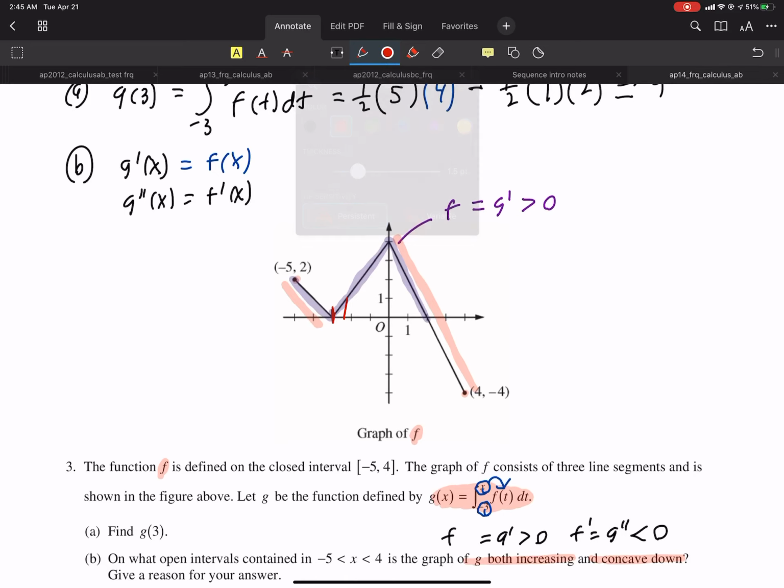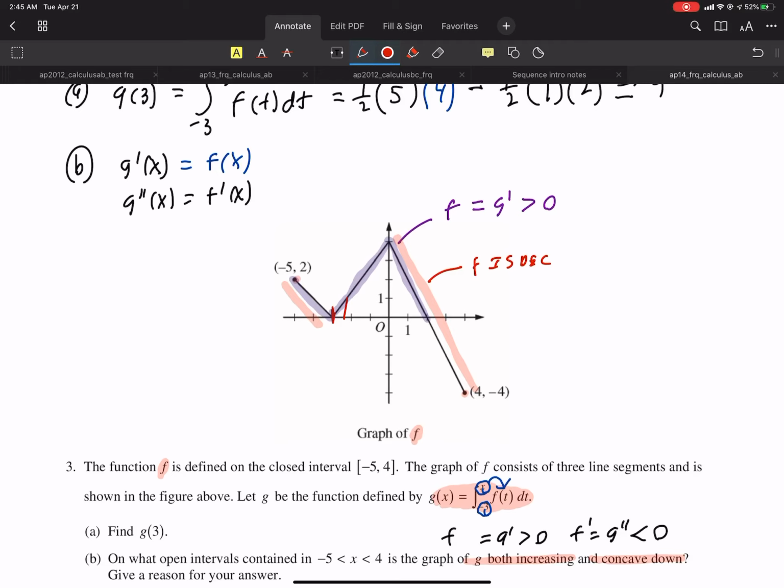So in red, what do those represent? The red represents where F prime, oh, let me do this differently, yeah, where F, not F prime, where F is decreasing. So this is what we're going to write off to the side here.